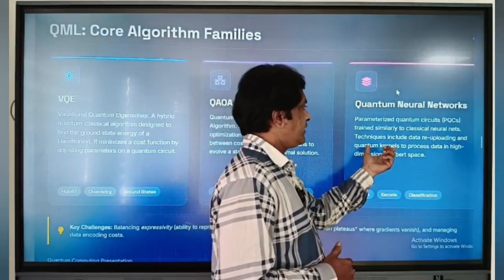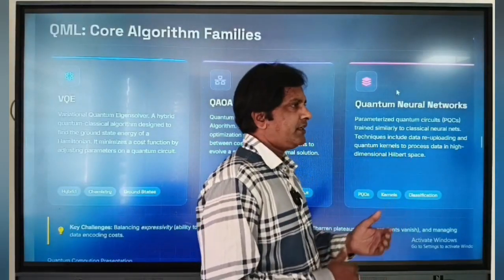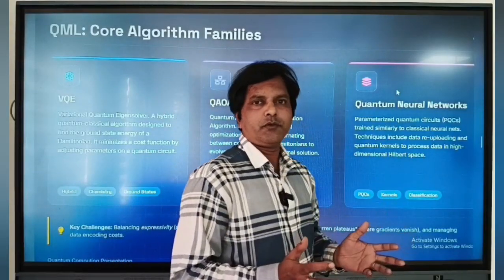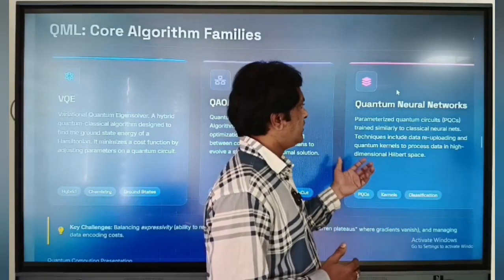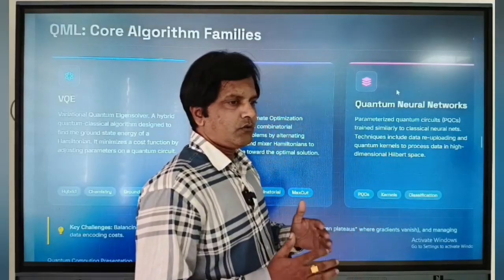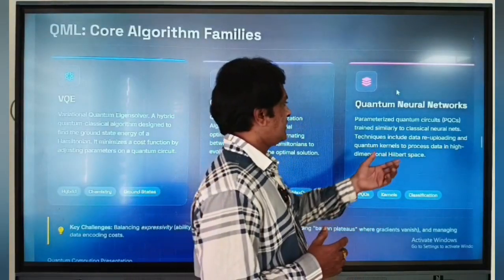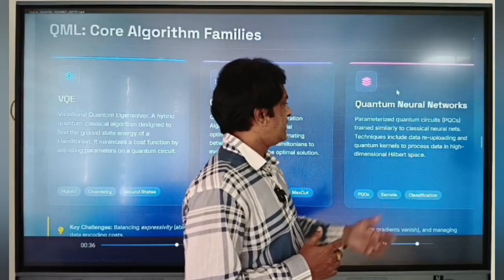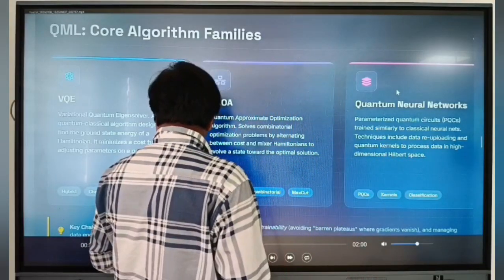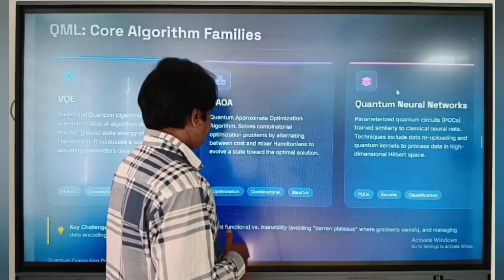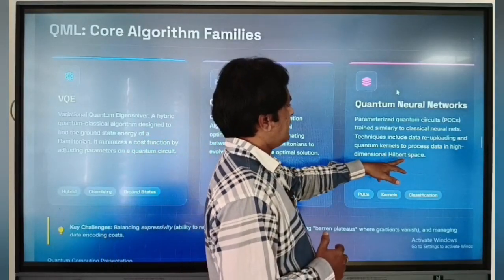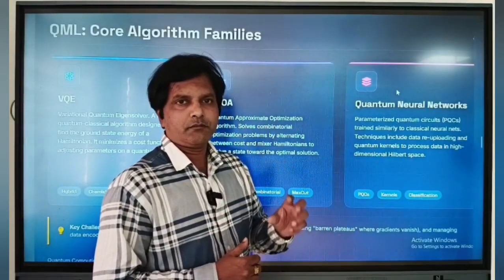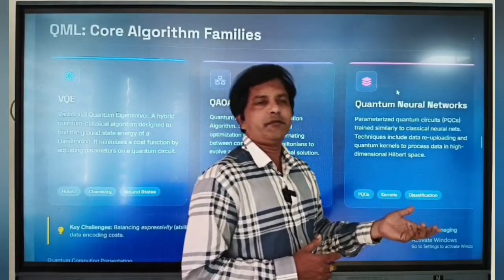The quantum kernel is a method to identify the similarities between two data points or any two different points, so how much they are similar to each other, to process data in high dimensional Hilbert space. So high dimensional Hilbert space is a vector space, multi-dimensional, infinite dimensional.